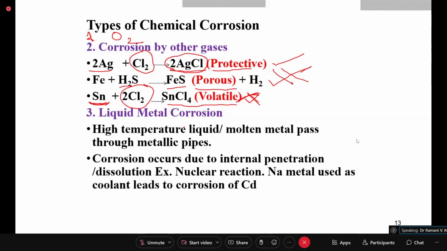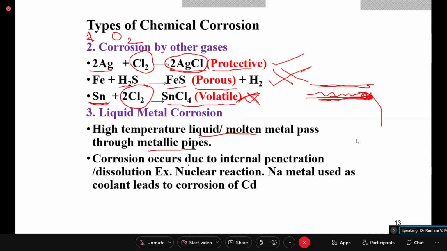Then liquid metal corrosion. High temperature liquid or molten metal passes through metallic pipes. When such high temperature molten metals are passing through metallic pipes, see if you are having a pipe like this, now liquid flows over it, but at the place where it will drop, at this point, the metal will undergo corrosion due to the molten metal, because here there will be greater friction or greater stresses at this point. So this point will go on corroding.